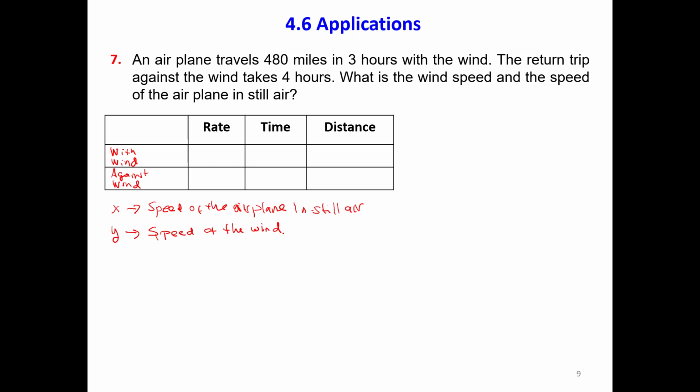Then when the airplane travels with the wind, the total speed of the airplane in that situation will be the speed of the airplane in still air plus the speed of the wind, x plus y. But if the airplane travels against the wind, it will be x minus y.